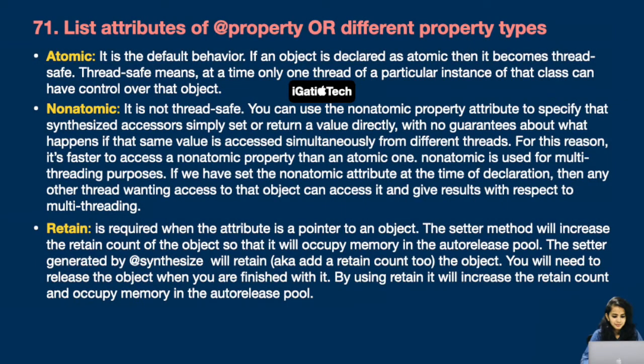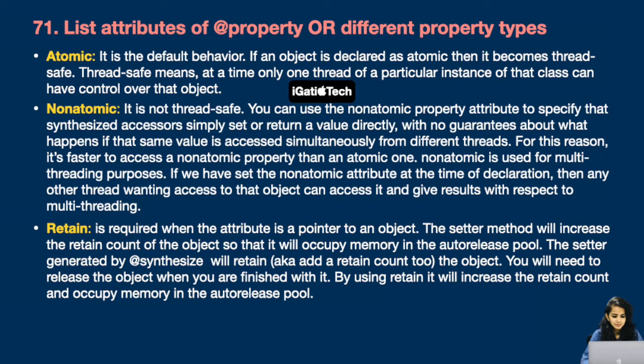Next, question number 71. List attributes of property or different property types. The first one is atomic. It is the default behavior. If an object is declared as atomic, then it becomes thread safe. Thread safe means at a time only one thread of a particular instance of that class can have control over that object. Totally opposite to atomic is non-atomic. Non-atomic is not thread safe.